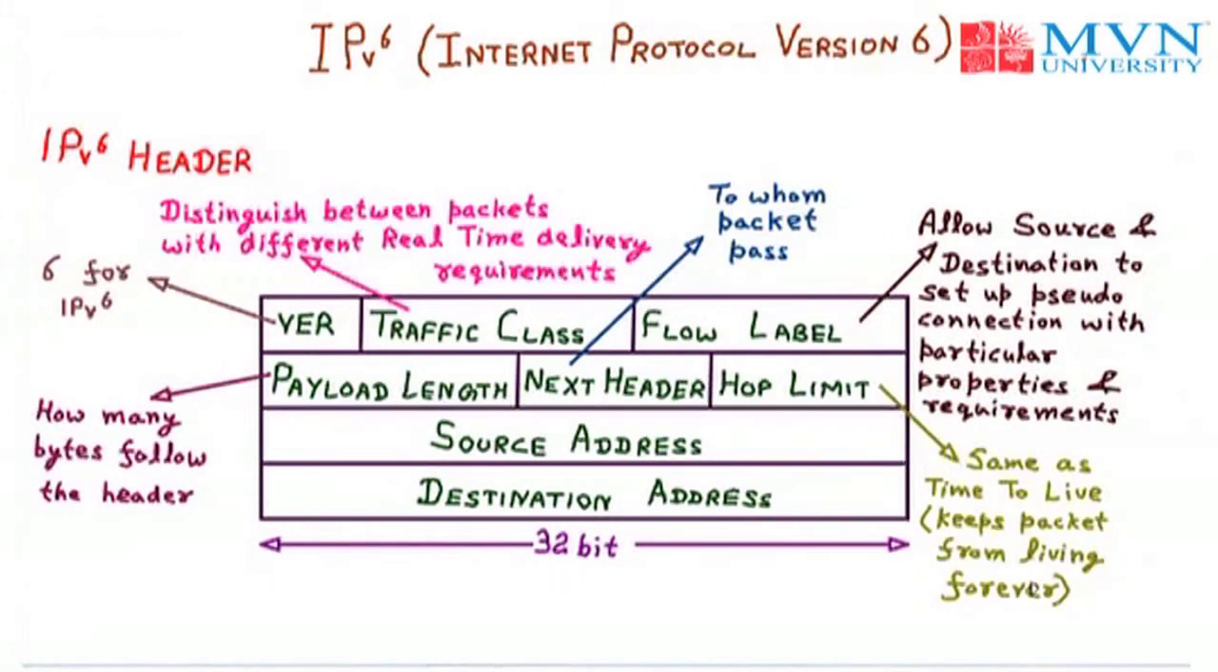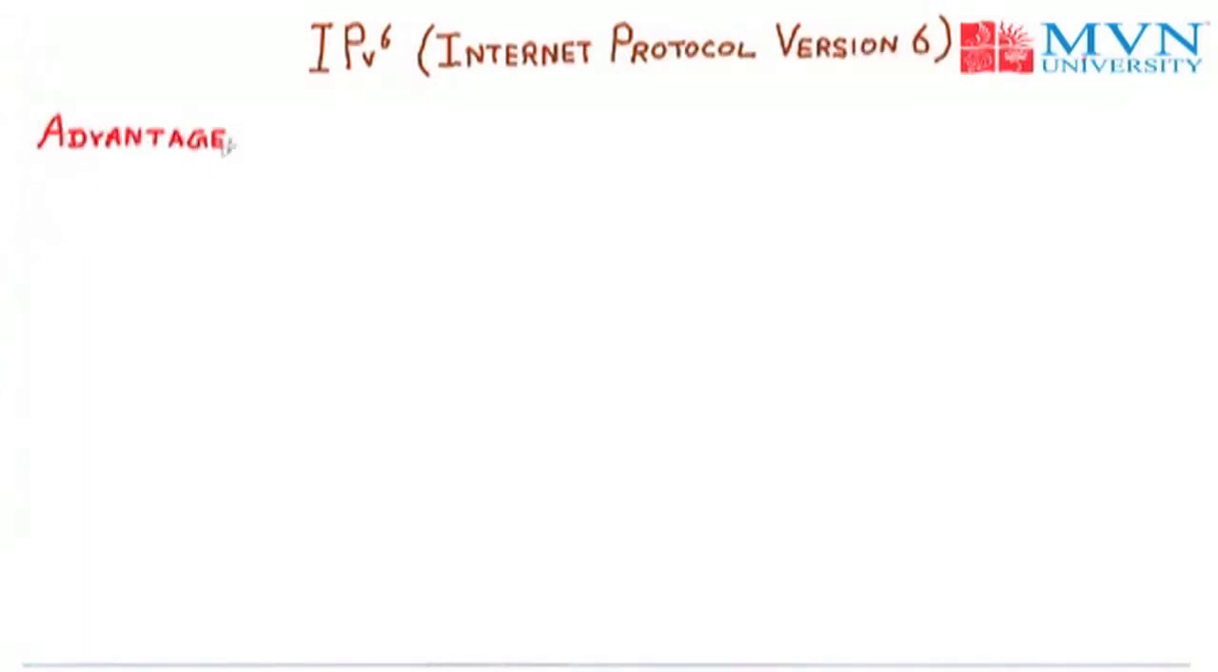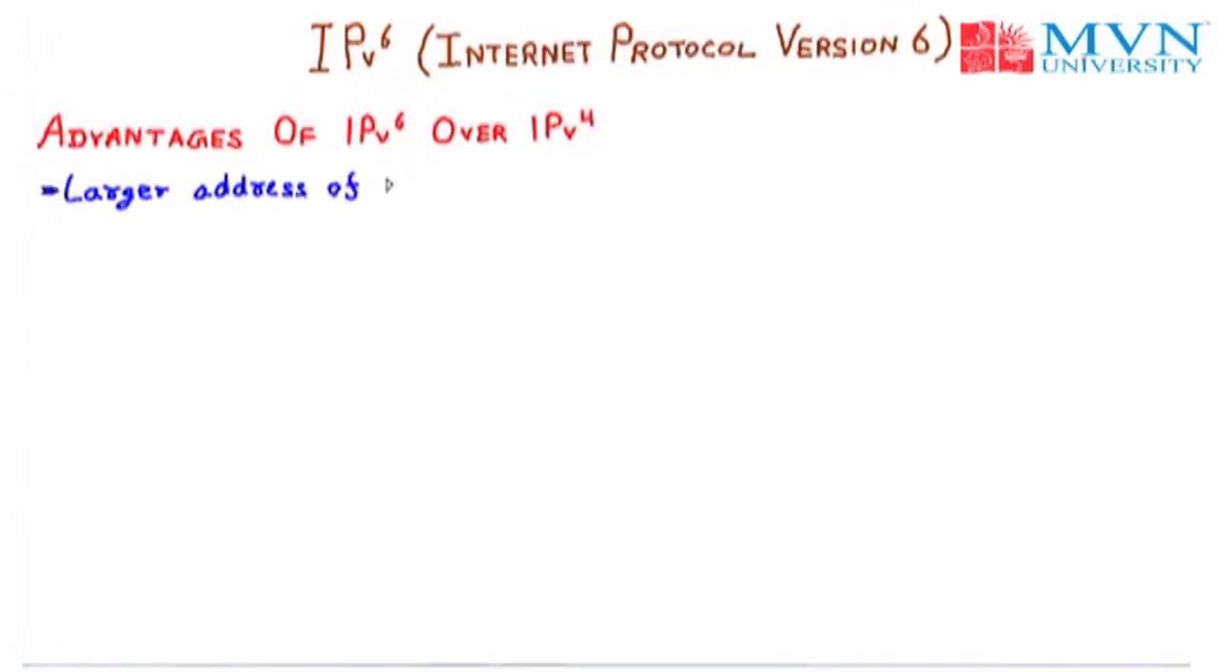So that is all about the IPv6 header. Now we'll discuss our next topic under IPv6, that is advantages of IPv6 over IPv4. Now we have various advantages of IPv6 over IPv4. So we'll start with the first advantage. IPv6 has a larger address of 128 bits, but IPv4 has an address of only 32 bits.